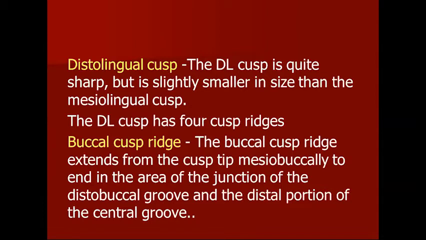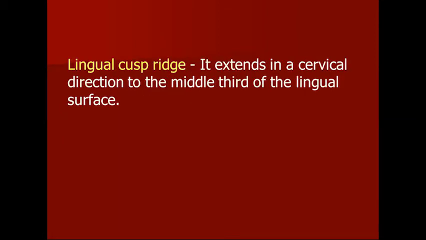The distolingual cusp is quite sharp, but is slightly smaller in size than the mesiolingual cusp. The distolingual cusp has four cusp ridges. Buccal cusp ridge. The buccal cusp ridge extends from the cusp tip mesiobuccally to end in the area of the junction of the distobuccal groove and the distal portion of the central groove. Lingual cusp ridge, it extends in a cervical direction to the middle third of the lingual surface.